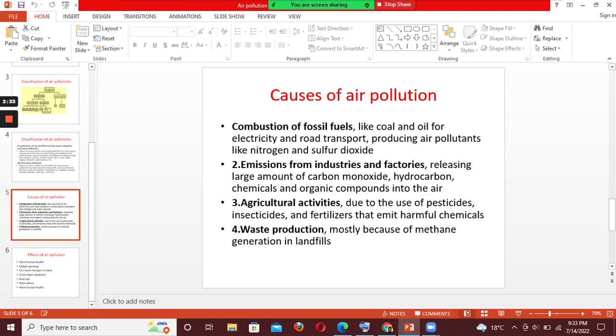Then we have the causes of air pollution. Air pollution can be caused by the combustion of fuel like coal and oil. Then emissions from industries can cause production of carbon dioxide and hydrocarbons. Agricultural activities can also cause air pollution through emission of aerosols. And we have waste production, mostly methane generation from landfills.